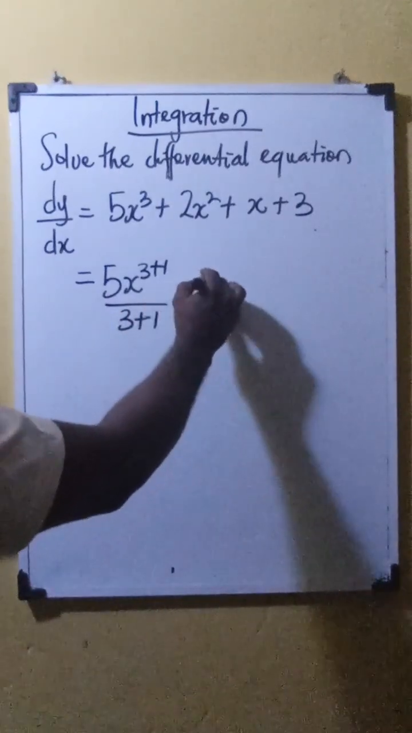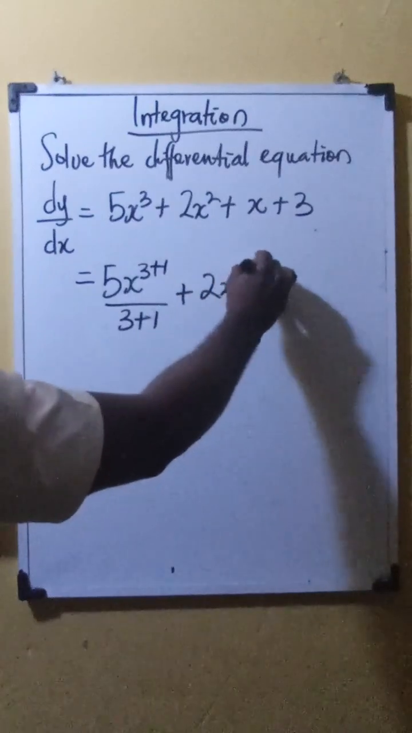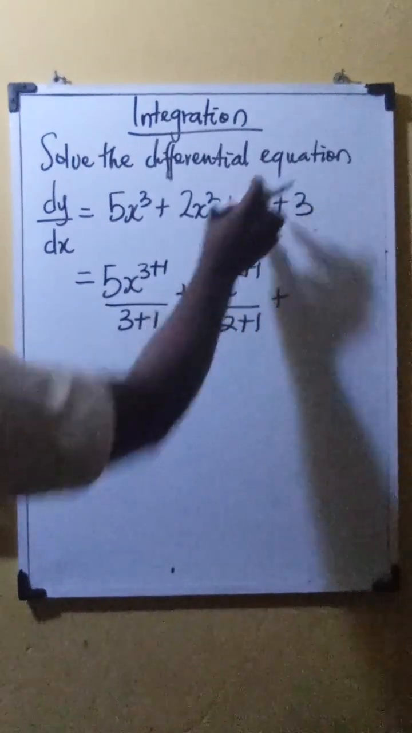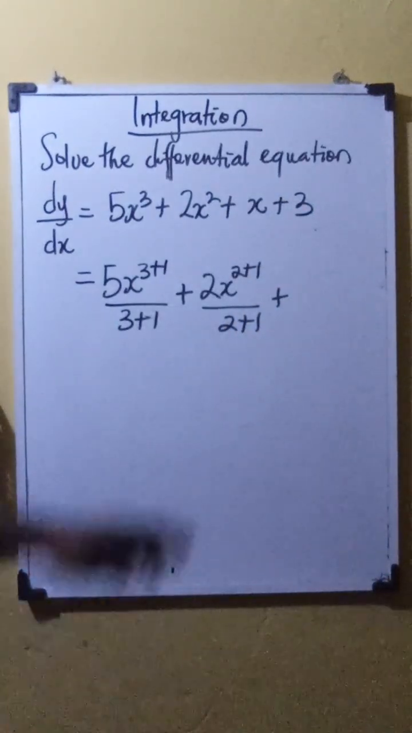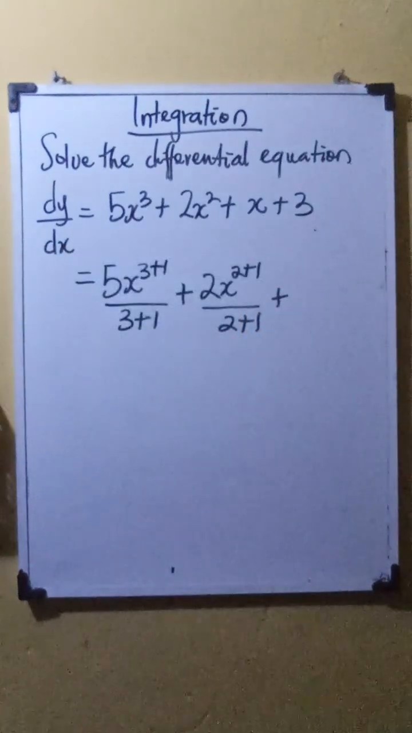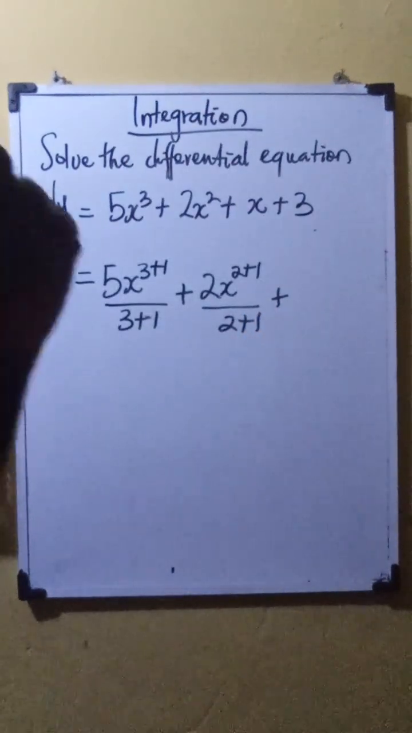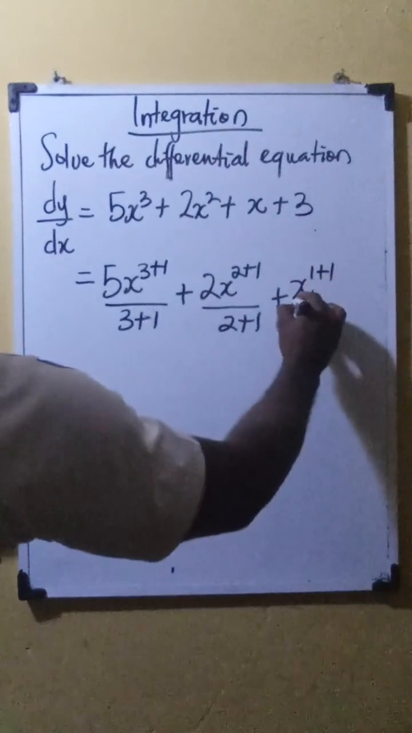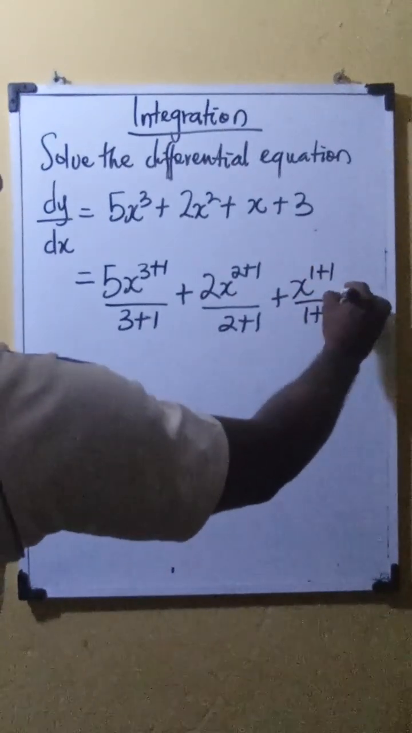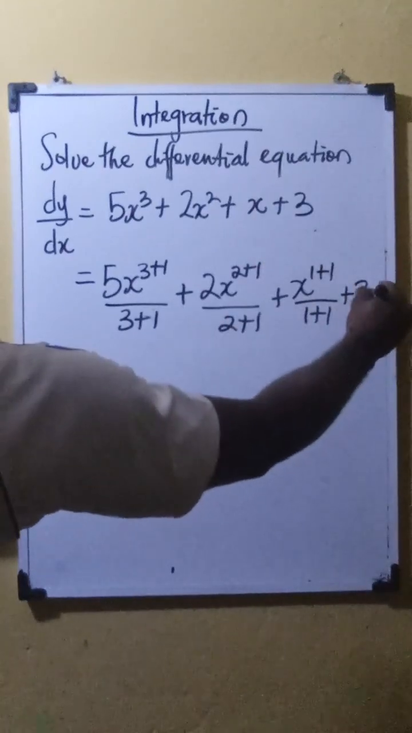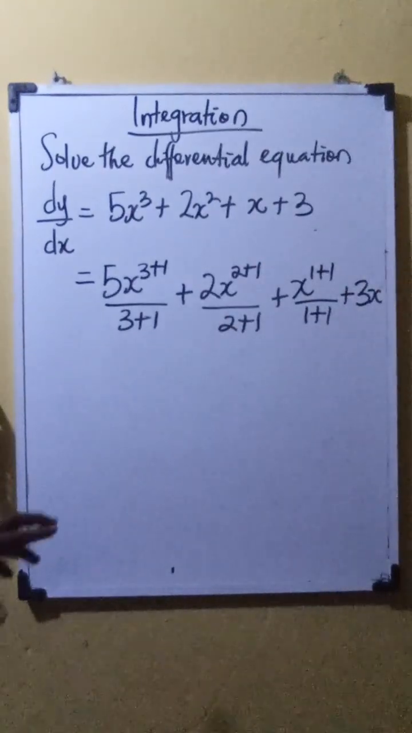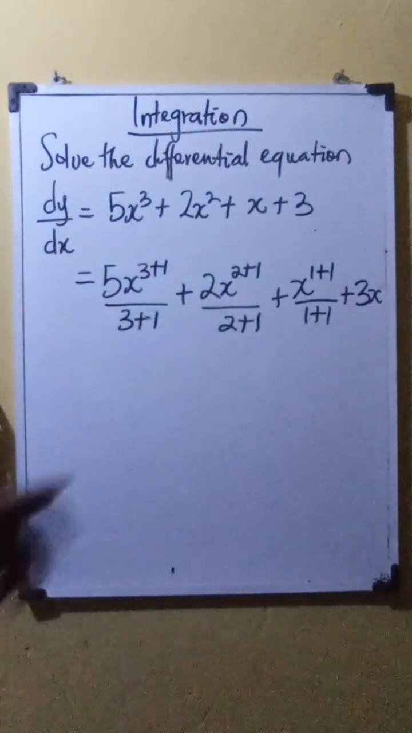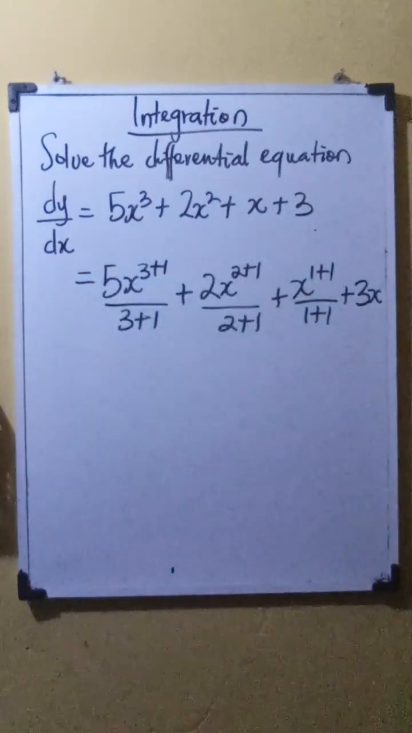And plus 2x to the power of 2 plus 1 divided by what? 2 plus 1. Plus, then we have an x here that is standing alone. When you see it this way, it is raised to the power of 1. So what you are going to do, you say x to the power of 1 plus 1 divided by 1 plus 1. Plus 3. Because you are integrating, you are actually integrating each part of the equation with an x. So you are going to add x to the 3 that is standing alone.